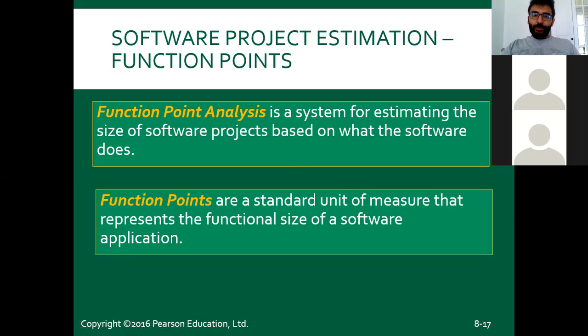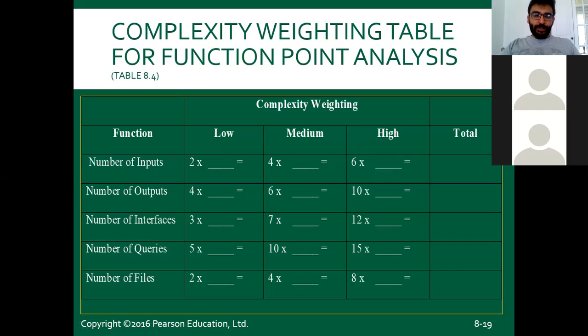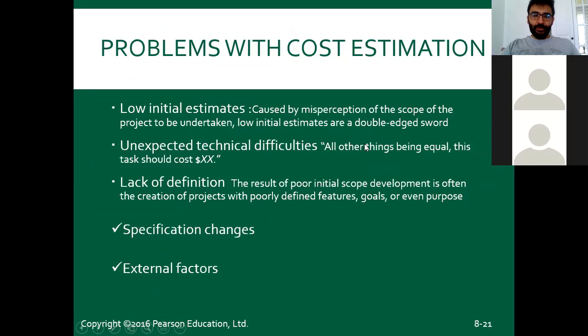So there are some software project estimation methods like function point analysis. This is a system for estimating the size of software projects based on what the software does. This is a detail; we don't need to go into the details of that, specific to software projects. Let's go on. And the complexity weighting table for function point analysis. These are the details: interfaces, queries, files. These are computer things that we don't need to spend our time on.